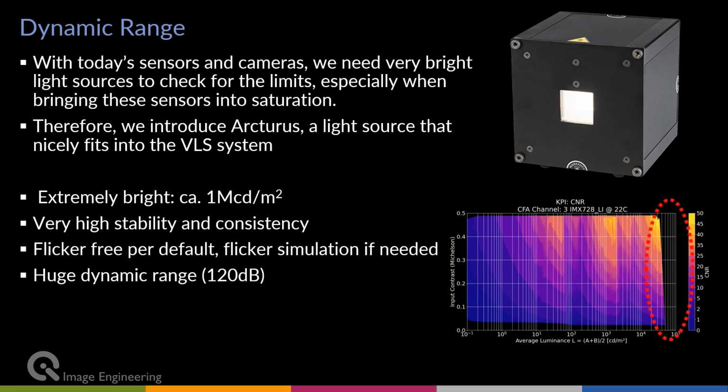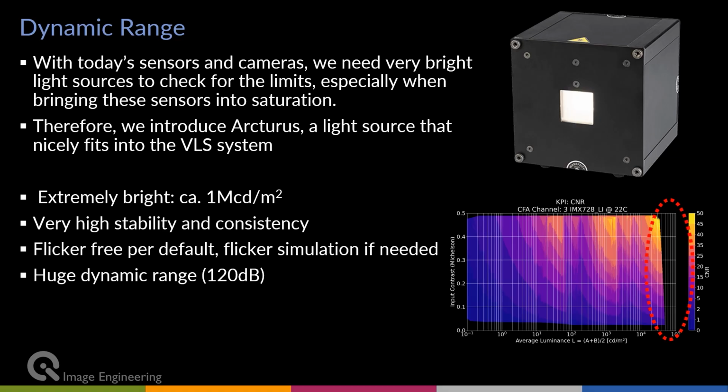Arcturus is a light source that works well together with the Vega light sources that you've just seen previously. It is so bright that you can actually bring automotive grade sensors into saturation. We are at about 1 megacandela per square meter, while still being very stable and consistent. So you can go over a huge dynamic range, change the intensity of that light source, and perform tests with high stability. The device will control itself and will be very stable.